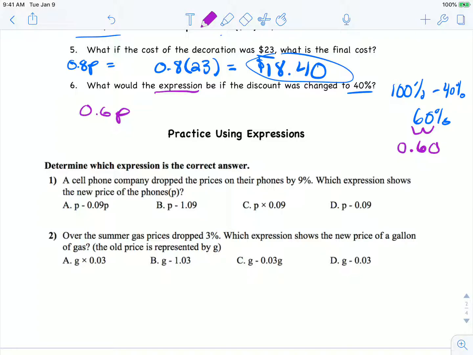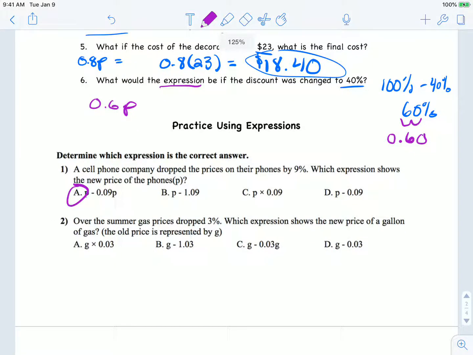Ooh, this is a hard one. Oh man, they're just both expression ones.